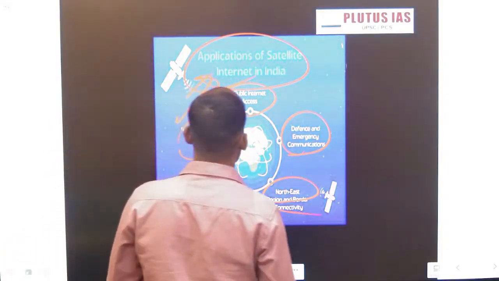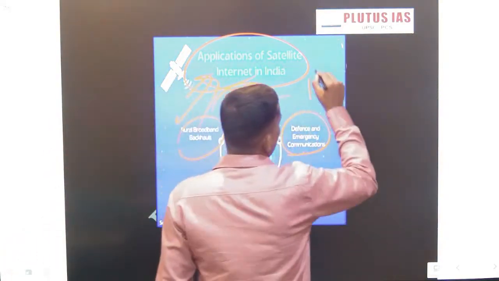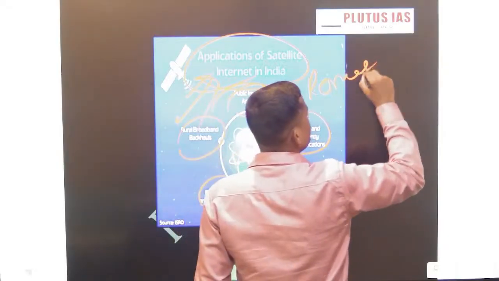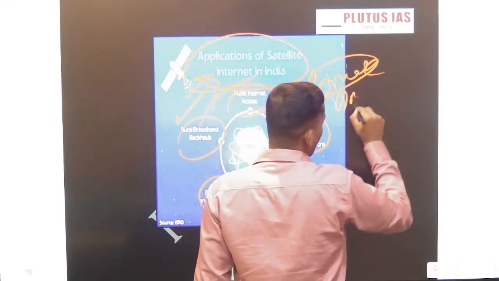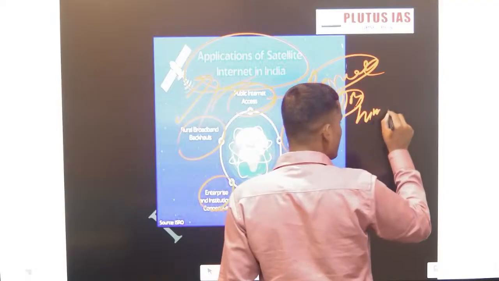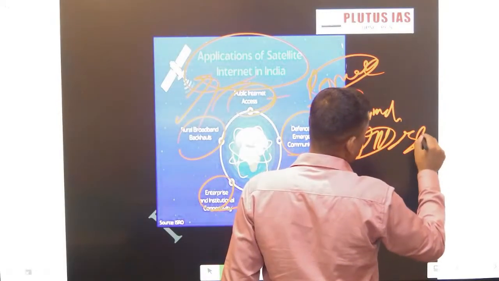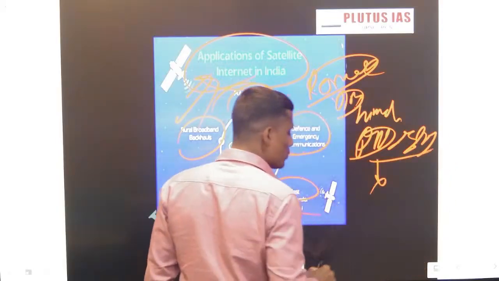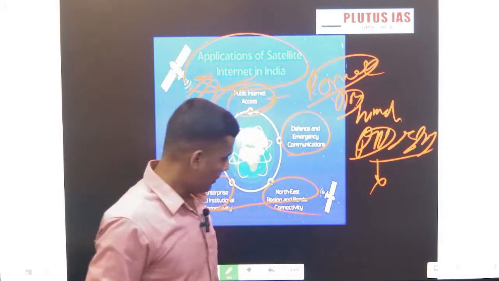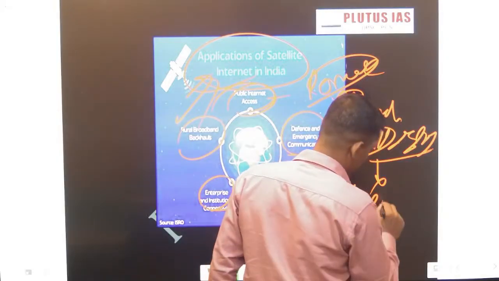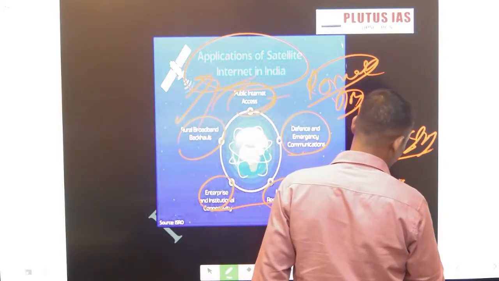Okay, the first one is public internet access. Just think about it: there is heavy rainfall in Himachal Pradesh and the optical fiber line got destroyed. Then what is the option to get connected in that area? The best is satellite internet. In this domain we can use satellite internet.